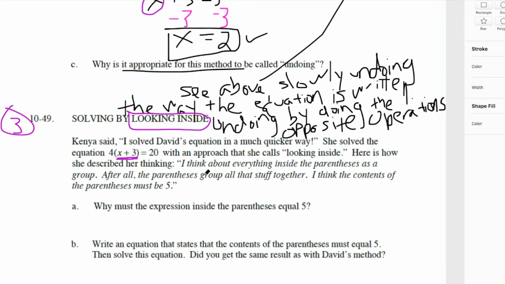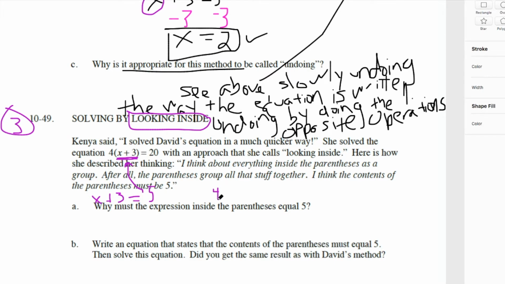The parentheses group all that stuff together. I think of the contents of the parentheses must be equal to 5. And I agree with Kenya right here, because if we just look at this equation, what's going to get us from 4 to 20? What does x plus 3 have to represent? Well, it has to represent 5, because 4 times 5 equals 20.